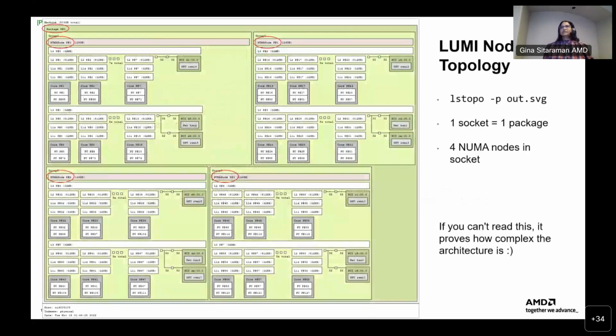Okay, lstopo. This tool is very useful to visualize the topology of your system. You also have a text-based output from this tool, but if you provide out.svg or some other format, there are many different formats you can get for this diagram, you can get a diagram like this. On Lumi, we first see the entire node, the whole machine, and we see that there is one package. That just tells us that there is one socket on the node. And in this one socket, we have 4 NUMA domains. So we have the NPS4 configuration, right?